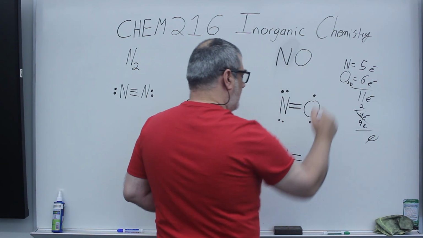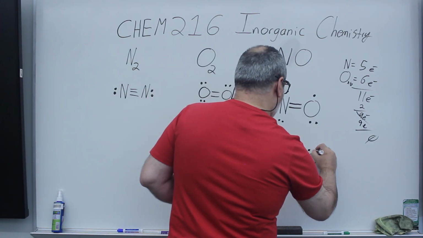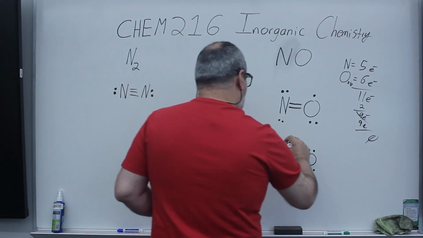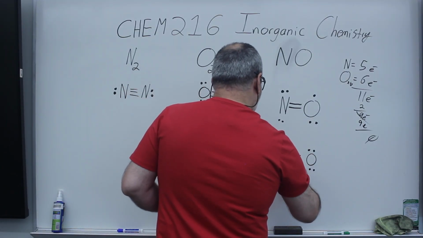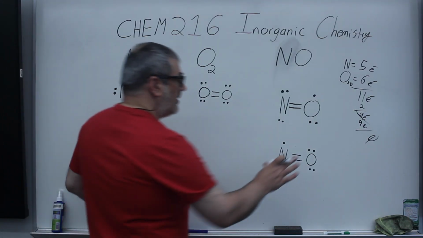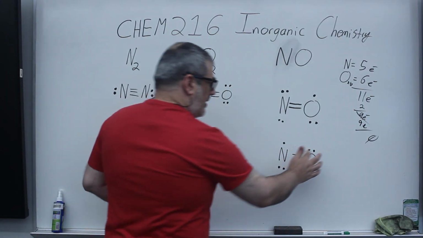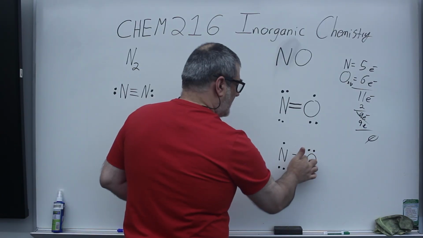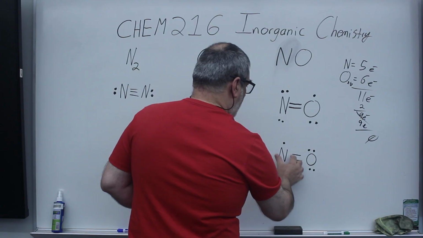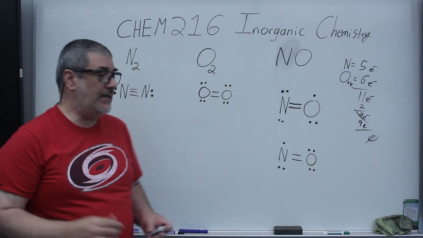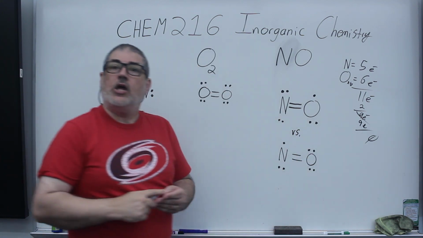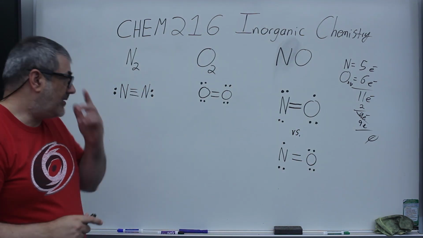Now the question is, do I put that single electron, what's known as a radical, on the nitrogen or the oxygen? So I've redrawn this, where now oxygen, 2, 4, 6, 8. Oxygen obeys the octet rule. Nitrogen, 2, 4, 6, 7. It's not obeying the octet rule. So I'll put a little reverse sign. So which is correct?